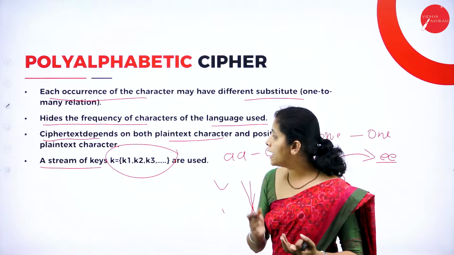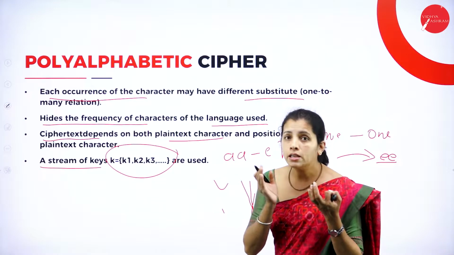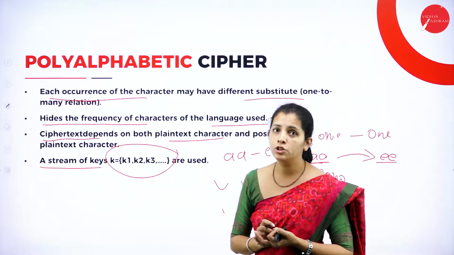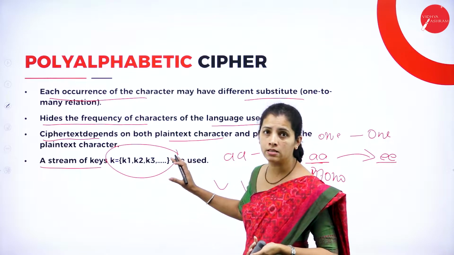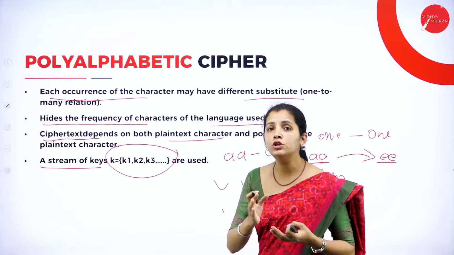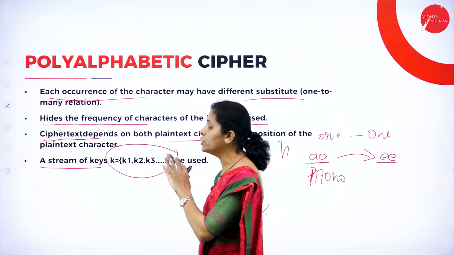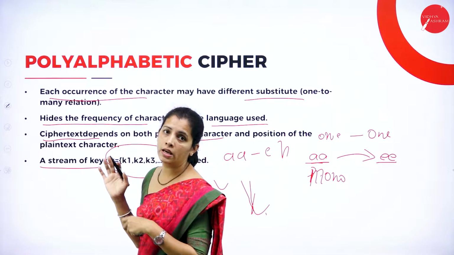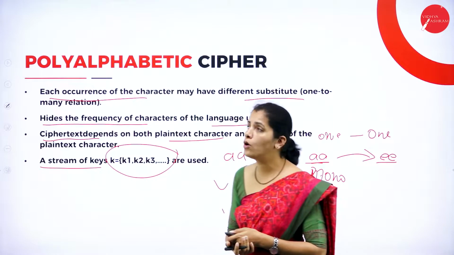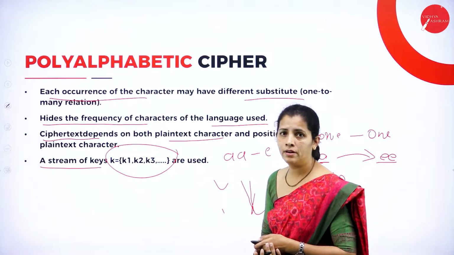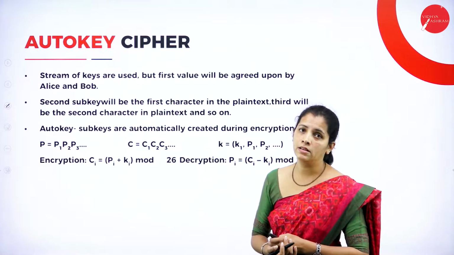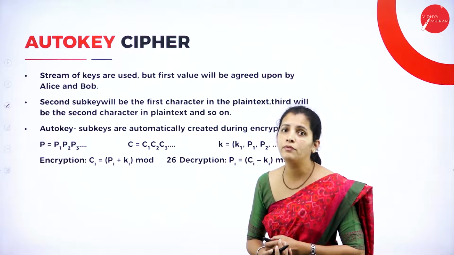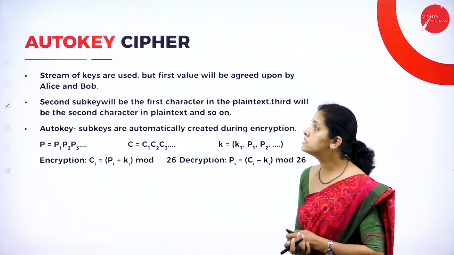So dear students, as I discussed, it mainly uses random substitution. For that, here I'm going to have a group of keys. That means to substitute characters, here I'm going to have a group of keys. So this is all about polyalphabetic cipher. In that, I'm going to have the autokey cipher. That means this is an example of a polyalphabetic cipher.